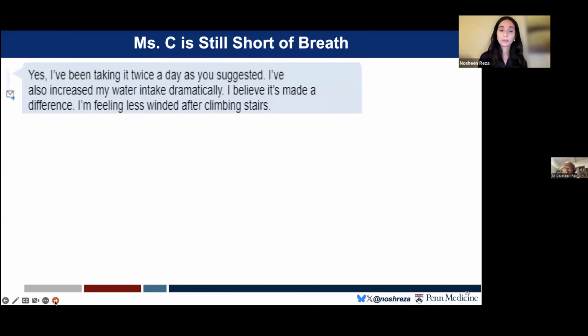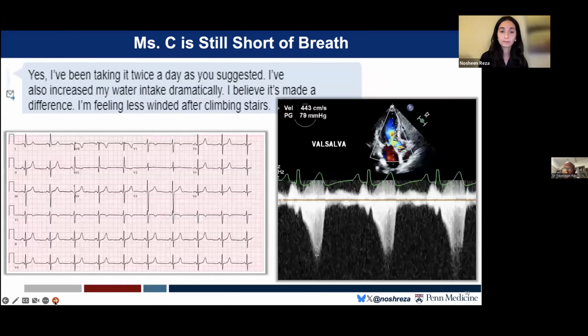So at this point, we decided to perform a stress echo. And here I'm showing you her electrocardiogram. You can see that her heart rate is hovering right about 60 beats a minute. And this is an excerpt from right before the stress part of the echocardiogram with just Valsalva maneuvers. And you can see that even just with Valsalva, her LVOT gradient, despite this treatment, was still about 80 millimeters of mercury, so still qualifying as severe obstruction.